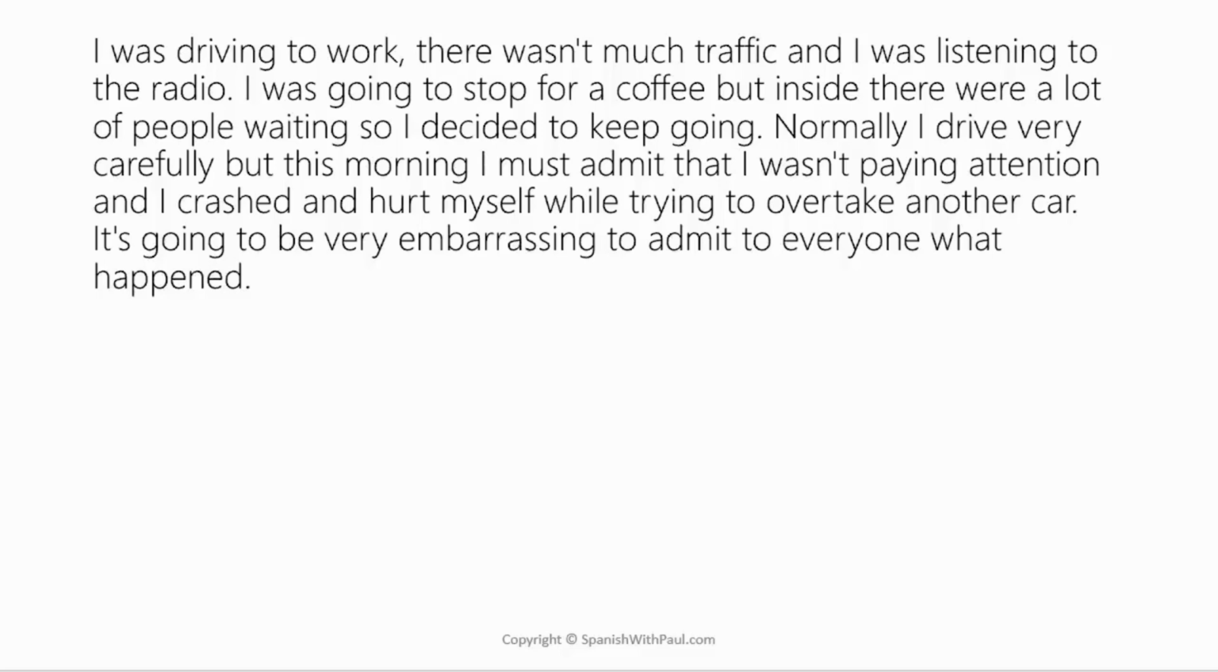Normally I drive very carefully, but this morning I must admit that I wasn't paying attention and I crashed and hurt myself while trying to overtake another car. It's going to be very embarrassing to admit to everyone what happened. Once again, you can see we have a mixture of background information that describes the scene, plus definite actions. Let's take a look at the vocabulary first.